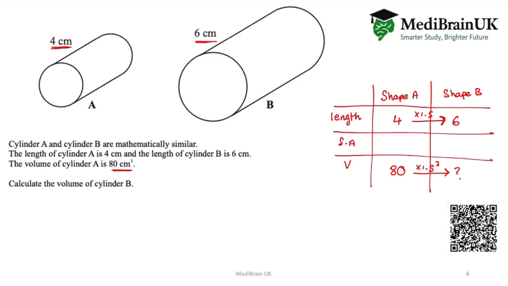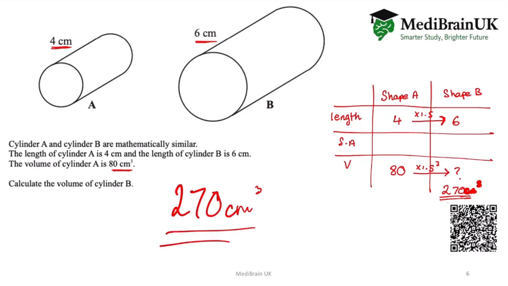So we're going to do 80 multiplied by 1.5 cubed, and that's going to get us an answer of 270. So our answer there is 270 centimeters cubed. That's how you would work it out. Again, as you can see, drawing the table out makes life much easier.